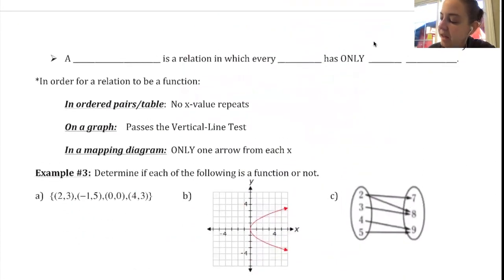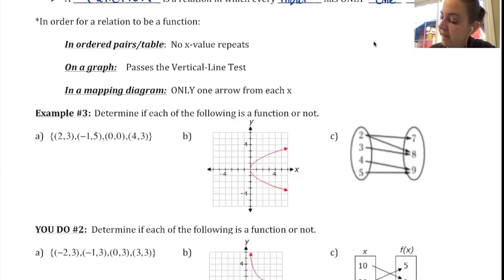What is a relation in which every what only has what? So a function is a relation in which every input has only one output. In order for a relation to be a function, it has to be in ordered pairs and tables. No X values are allowed to repeat. On a graph, it has to pass the vertical line test. And in a mapping diagram, only one arrow from X to Y.